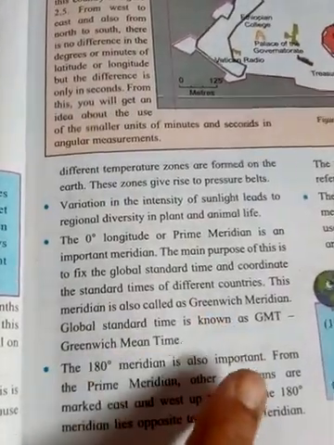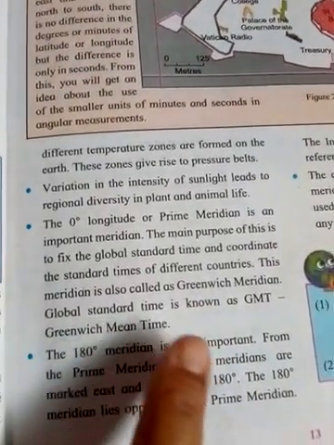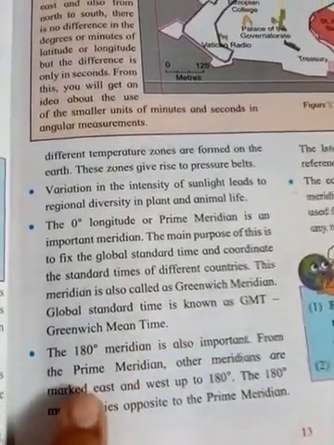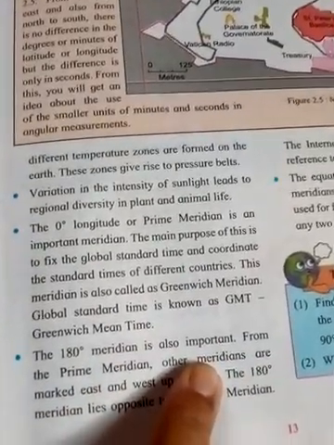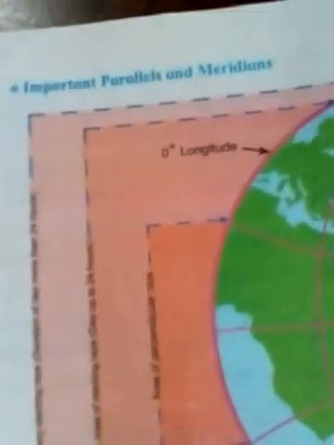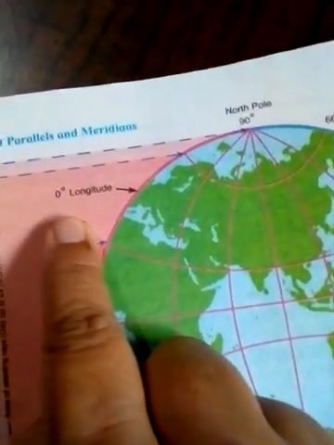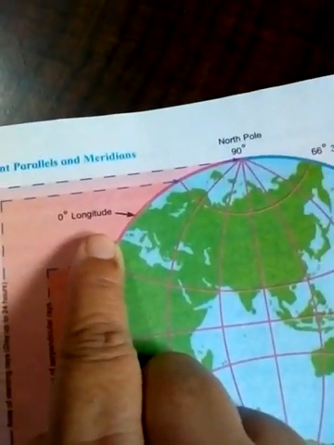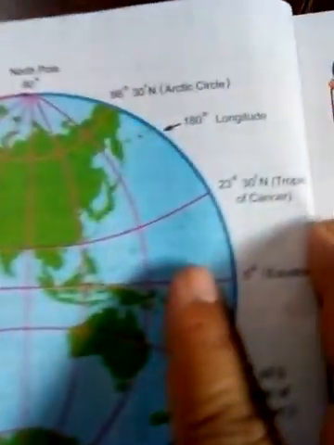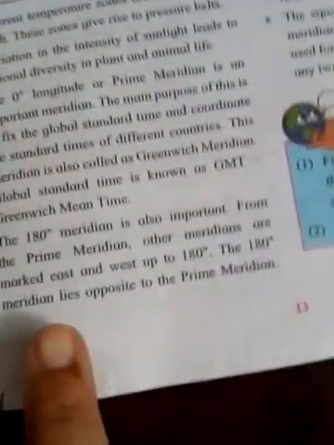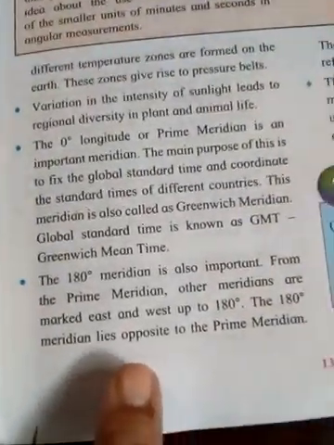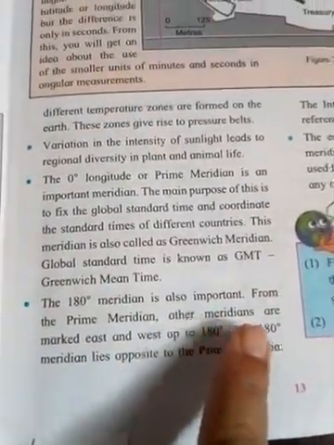The 180 degrees meridian is also important. The 0 degrees meridian is important, but the 180 meridian is also important. Here in the diagram is the 0 degrees meridian or longitude, and here is the 180 degrees longitude.